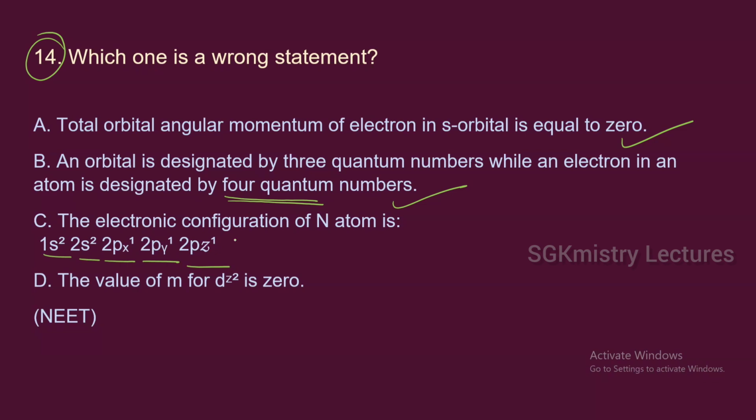This is the wrong statement because the assigning of the electrons in px, py, and pz is just one possible arrangement. Okay, so it is not fixed. Whenever we are writing the electronic configuration, we are not going to write it this way. We are just writing 1s2, 2s2, 2p3. Okay, so this is the wrong statement. Next, the value of m for dz square is 0. So we have option C as the right answer.